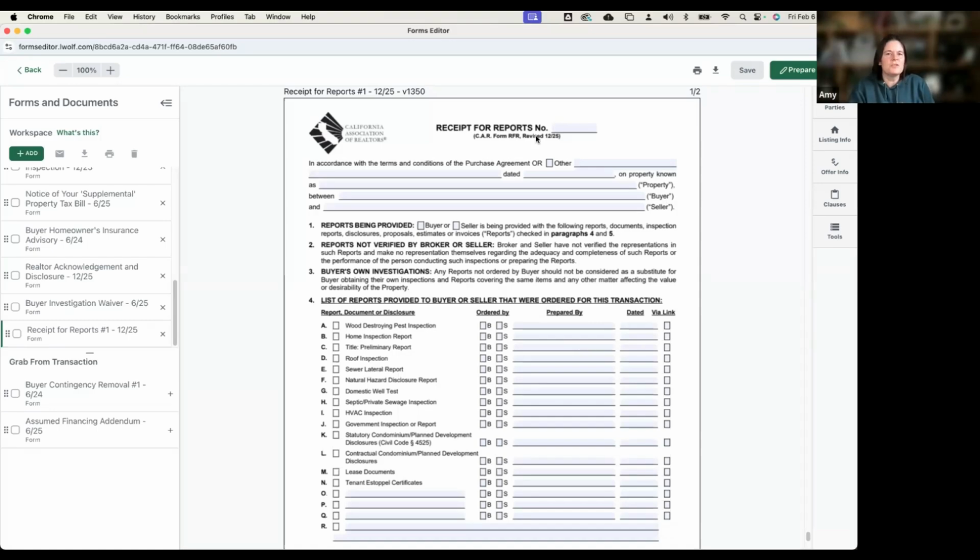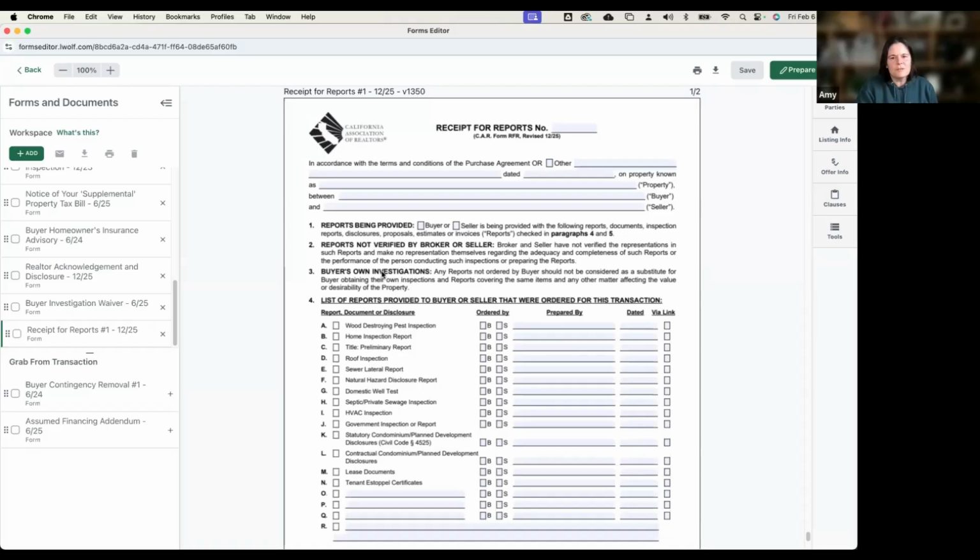So receipt reports, you can have multiples of these in your transaction. Are the reports being provided by the buyer or the seller? Okay. So oftentimes we'll have one if there's reports provided by the seller. We have one of these forms for the seller and then one for whatever reports the buyer ordered. Reports not verified by broker or seller, and buyer's own investigations.